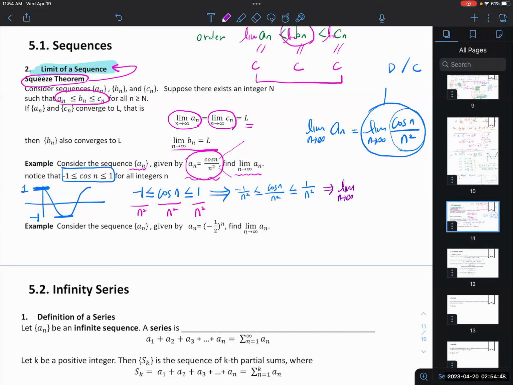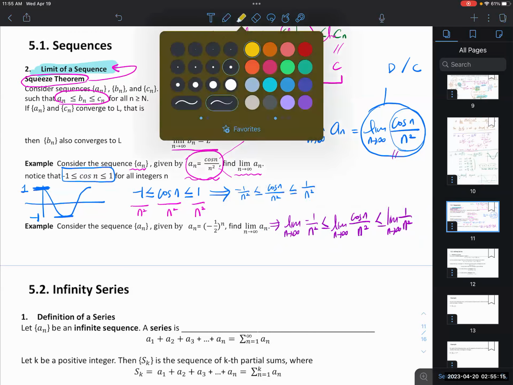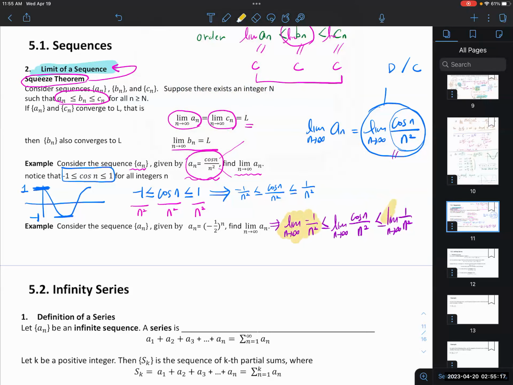as n approaches infinity, where is the -1 over n squared heading to? And then I want to know the middle one, actually, right? We want to know cosine n over n squared. This is what I want to know. And then we have a specific order, limit of 1 over n squared. So what happened here? If the first and last are equal, the middle is automatically going to be the same.